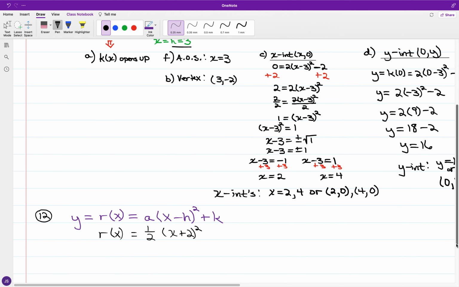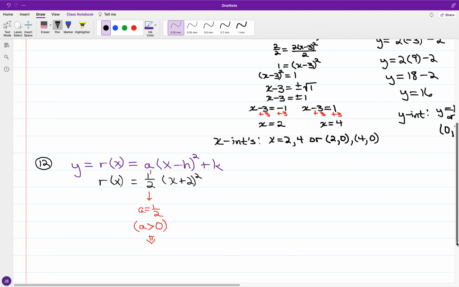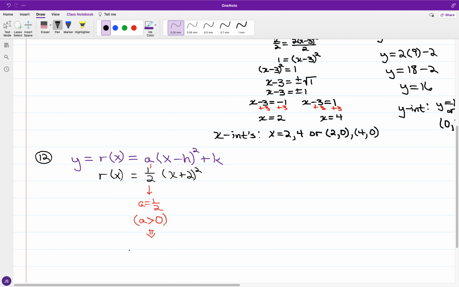So just looking for the same features as in case number 10. You have a is going to be 1/2. And just like 2, it is a positive number, a smaller number, but one that is still positive. And just like k of x from earlier, the graph of r of x is also going to open up.